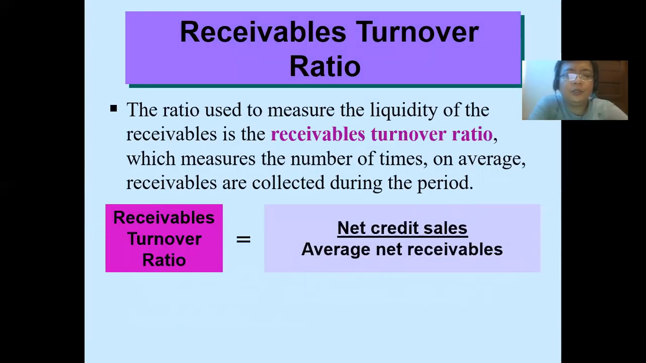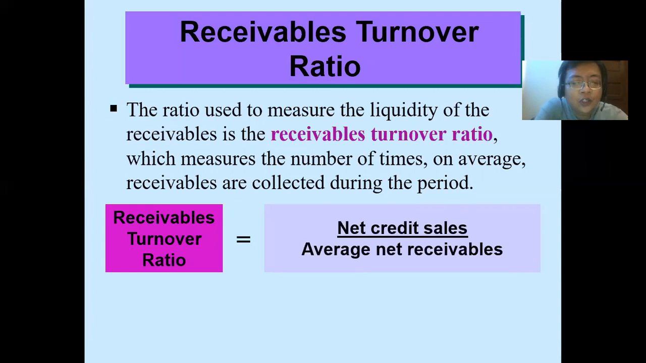Next ratio is what you call receivable turnover. What do you mean by receivable turnover? It measures the number of times on average receivables are collected during the period. So in layman's terms, the number of times you can collect from your customers. What is the formula for receivable turnover ratio? You have net credit sales. What do you mean by net credit sales? Only your credit sales, meaning on AR, it cannot be cash sales.